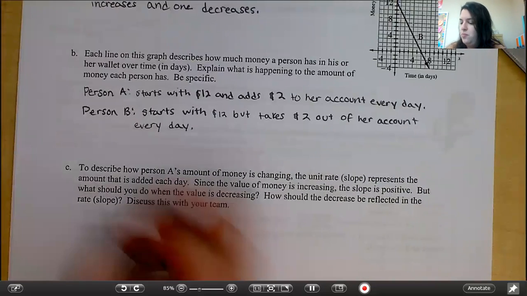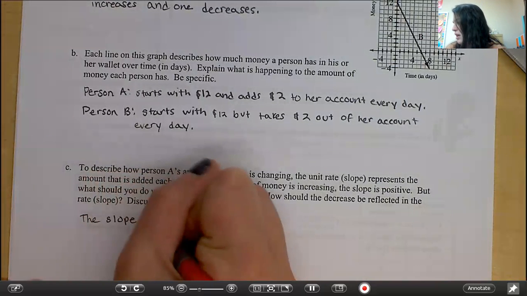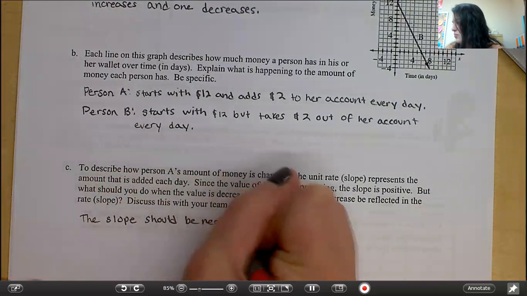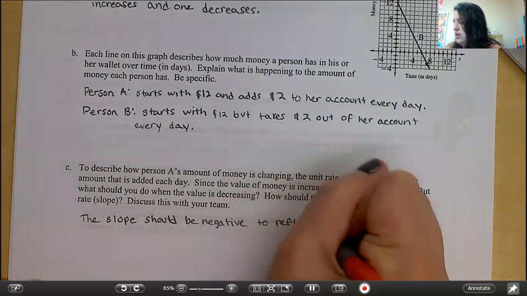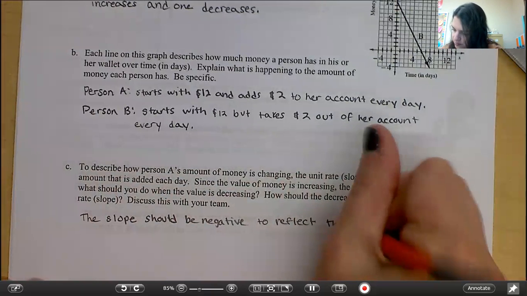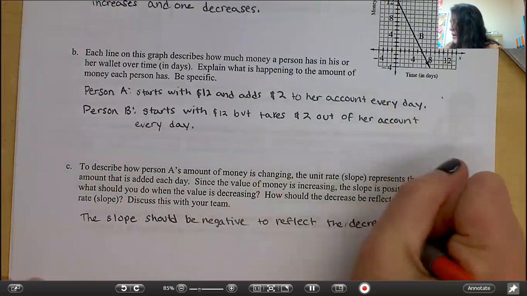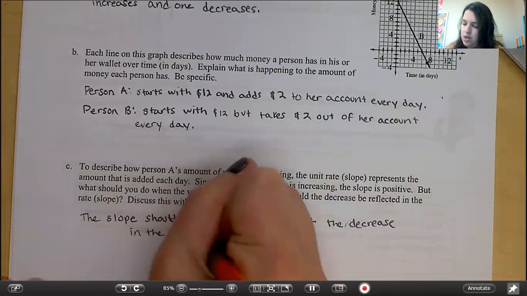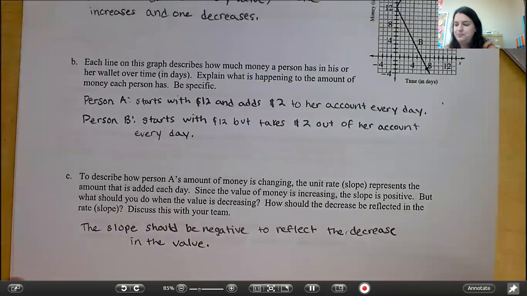So you should have come up with the slope should be negative to reflect the decrease in the value. So if we're adding money, it's a positive slope. If we're taking away money, it's going to be a negative slope.